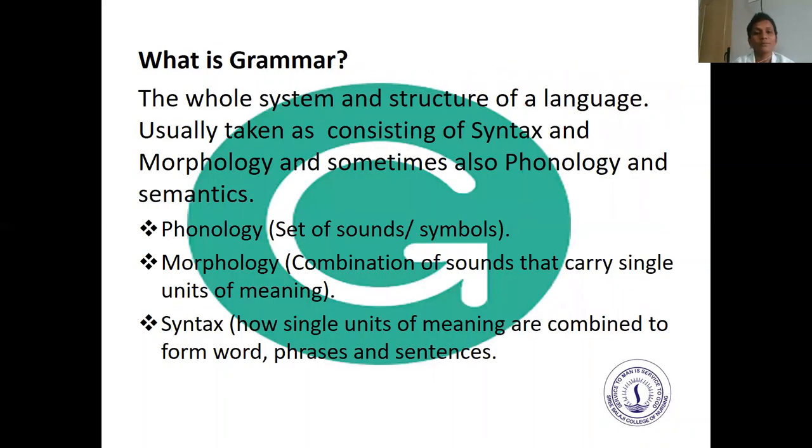What is grammar? It is the whole system and structure of a language. It is usually taken as consisting of syntax and morphology, and sometimes also phonology and semantics. Phonology is the set of sounds or symbols, which means phonetics. You should learn phonetics to pronounce words correctly. Morphology is the combination of sounds that carry single units of meaning. And syntax is how single units of meaning are combined to form words, phrases, and sentences.